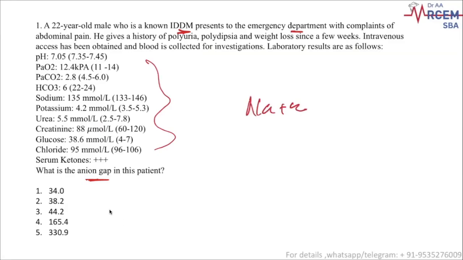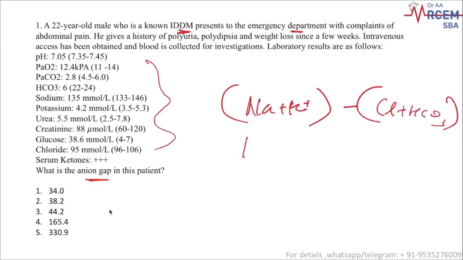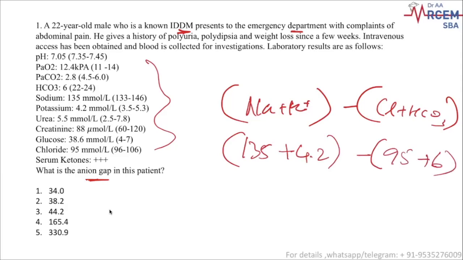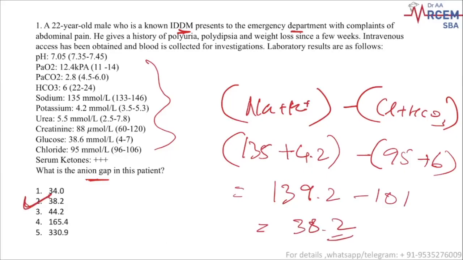So sodium plus potassium minus chloride plus bicarb. So this is the formula. Sodium they have given 135, plus potassium 4.2, minus 95 plus 6, that is chloride plus bicarb. So it will come, if I'm not wrong, 139.2 minus 101. So it will come 38.2. So the right answer will be 38.2. So remember the formula. The formula is important to remember here.